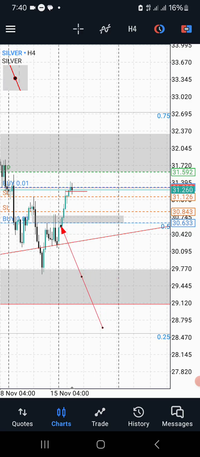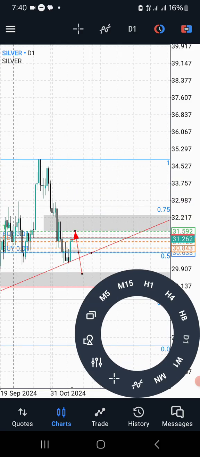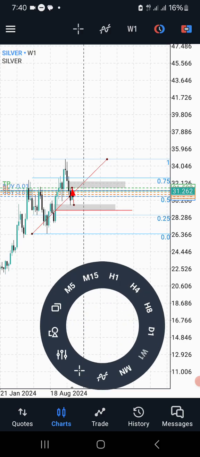And so I bought here, then my TP is over here, right? And I think that's a daily, no, it's not daily, it's a weekly fair value gap. Yeah, exactly, that's what you see in the weekly fair value gap. That's where my target is.